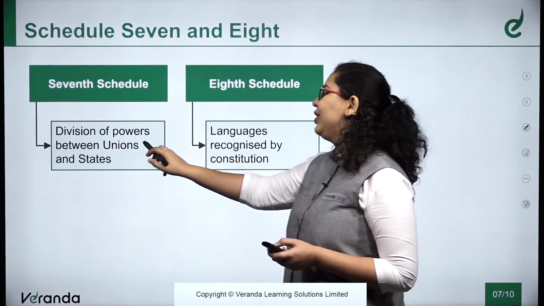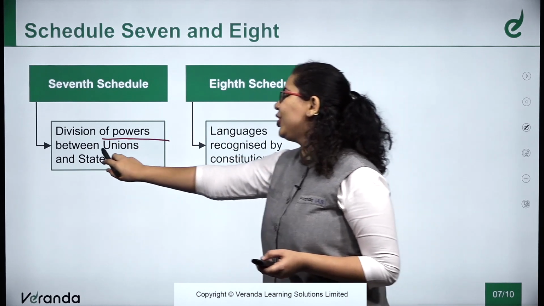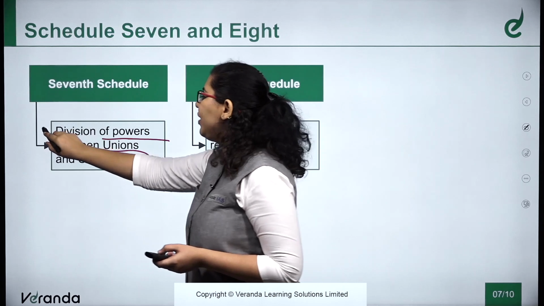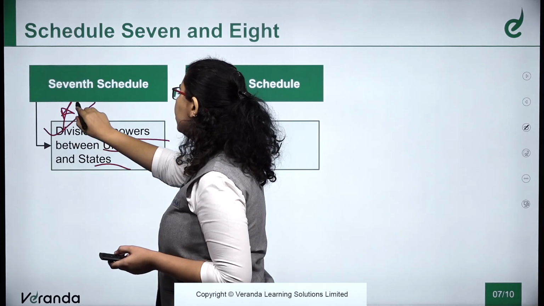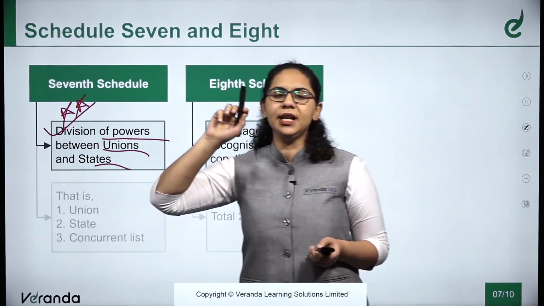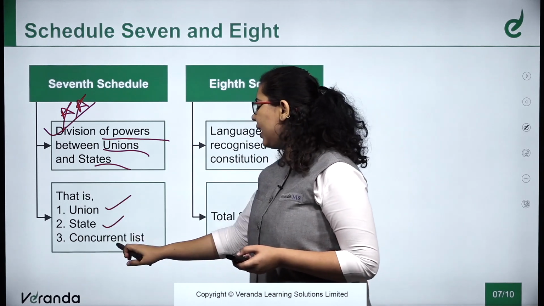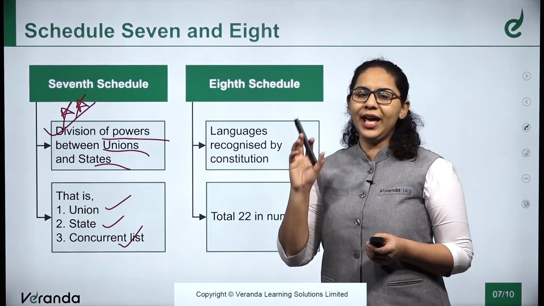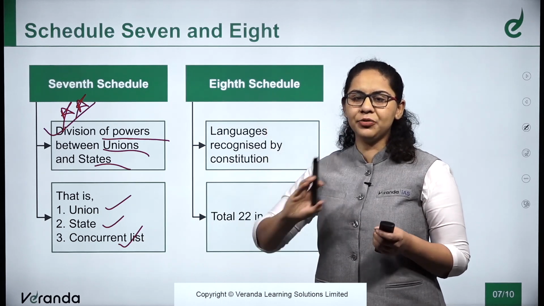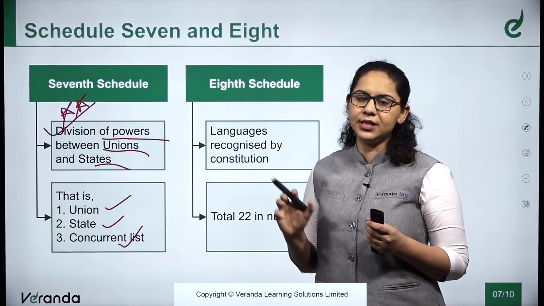Schedule 7th deals with division of powers between unions and states. Very, very important. This is also. Why? Because it has 3 lists in it: the union list, the state list and the concurrent list. We have 3 lists as per the government structure. The government powers are divided in our country.